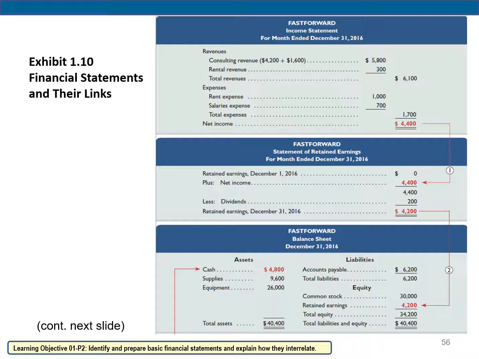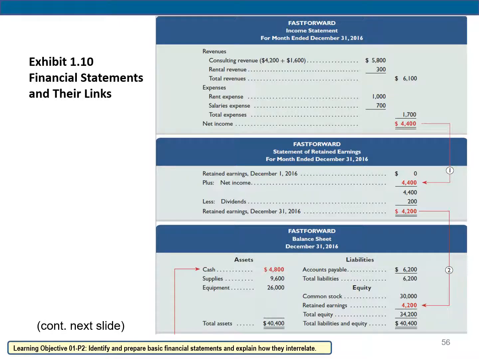So the financial statements and their links. Here's an exhibit of the financial statements and how they interrelate. Ultimately what this is showing is the results of all of the activity that we just went through and laid out in the form of the accounting equation. If you were to sum up all of the increases and decreases in each of those accounts, that's ultimately what's being presented here. So the income statement is for a period of time, in this case for the month ended December 31st of 2016. And it shows revenues at the top and expenses at the bottom.